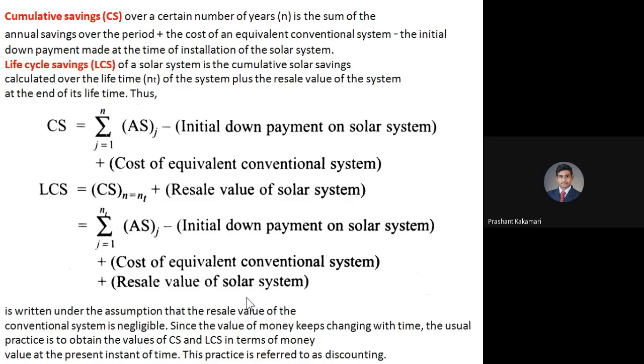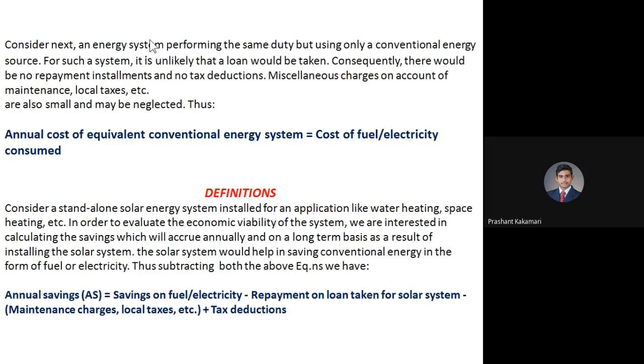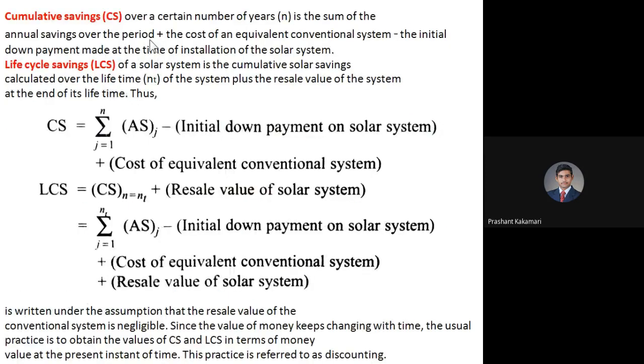Okay, the next is the cumulative savings. As the name itself indicates, it is a cumulative, continuous savings, continuous in the sense of a certain number of years, say for example 10 years, 20 years. It is the sum of the annual savings over the period. So what is the annual savings you have found out per year, multiplied by the number of years? That becomes the annual savings over the n years, plus the cost of an equivalent conventional system.